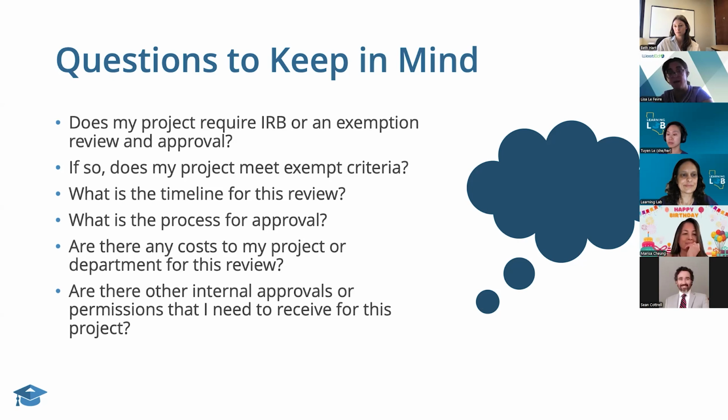In fact, sometimes an institution might not have an IRB, so they have to use an outside IRB, which then adds another consideration, right? What are the costs, if any, to my project or my department for this review? Do you have to factor that review into your budget? And then finally, what other internal approvals might be needed or permissions that I need to receive for this project? So these are some key questions to keep in mind.